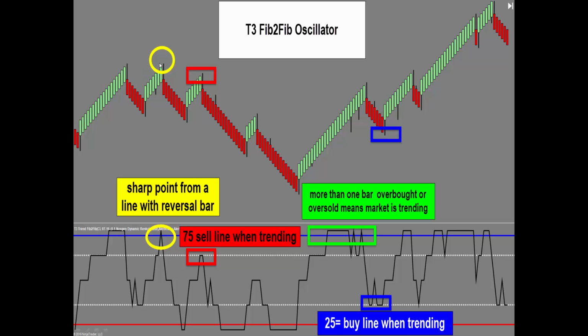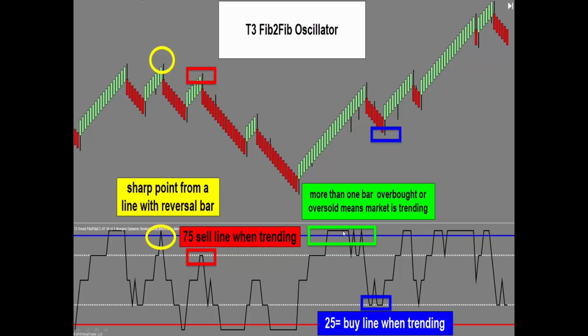The first thing that you're going to see here in this yellow circle is a sharp point with a reversal bar. And anytime you get a sharp point from either the overbought or the oversold, the blue line or the red line, it's a very, very powerful counter trend look that will allow you, if you're at Fibonacci support or resistance areas, or you've got high volume areas from your market flow indicator, to be able to take a short trade.